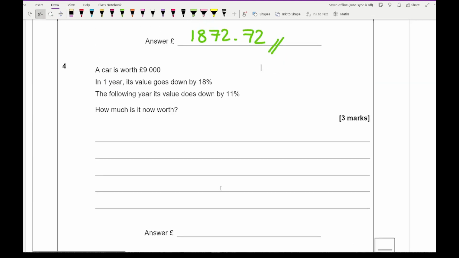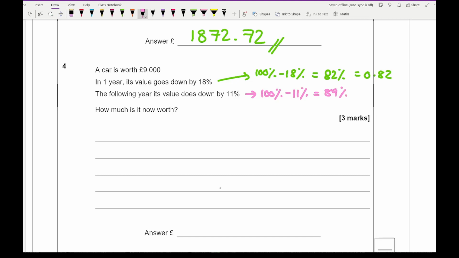Then for question 4, it says that a car is worth £9,000. In year 1, its value goes down by 18%, and the following year, its value goes down by 11%. How much is it now worth? Well, looking at the 18% decrease, 100% minus 18% is 82%, and that as a decimal is 0.82. Then an 11% decrease, so 100% minus 11% equals 89%, and that as a decimal is 0.89.